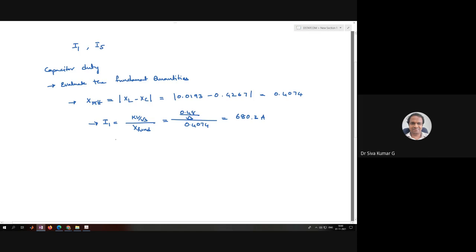There is a current which flows across the capacitor also. Now the line-to-line voltage across the capacitor bank, VLL of the capacitor, will be root 3 times IL times the capacitive reactance, which gives 502.8 volts. Okay.